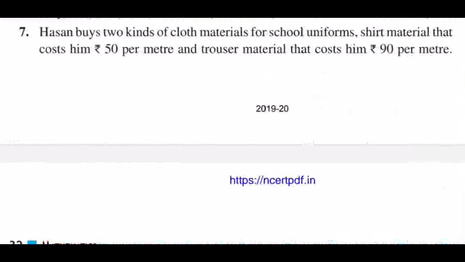Okay, dear children. Yes, one more time we can explain. Hassan buys two kinds of cloth material for school uniforms, shirt material and trouser material. Then it is given that cost of 1 meter shirt material is rupees 50 and cost of 1 meter trouser material is rupees 90.